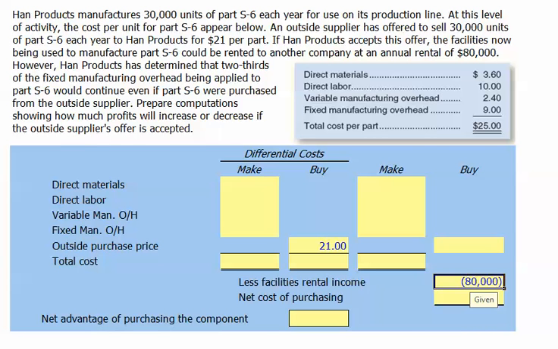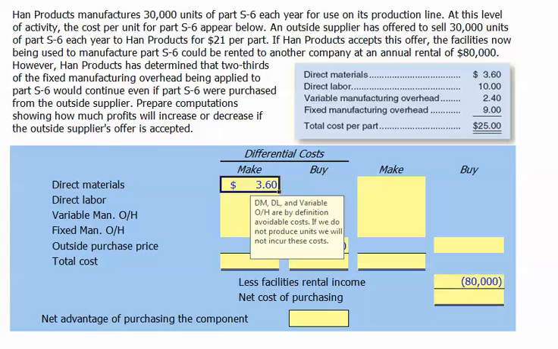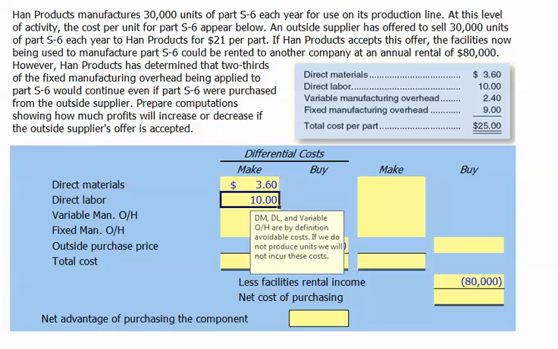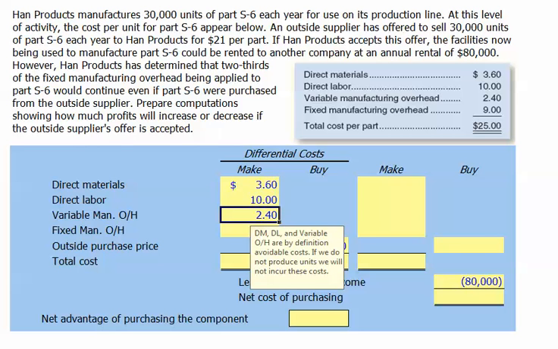Let's begin by looking at our differential cost associated with making the product compared to buying the product on a per unit basis. Our direct material cost per unit is $3.60, and direct material, direct labor, and variable overhead are by definition avoidable costs. That is, if we do not produce the units, we will not incur the cost. So the direct material cost of $3.60 is relevant to our decision, as is the direct labor cost of $10 per unit and the $2.40 in variable manufacturing overhead.